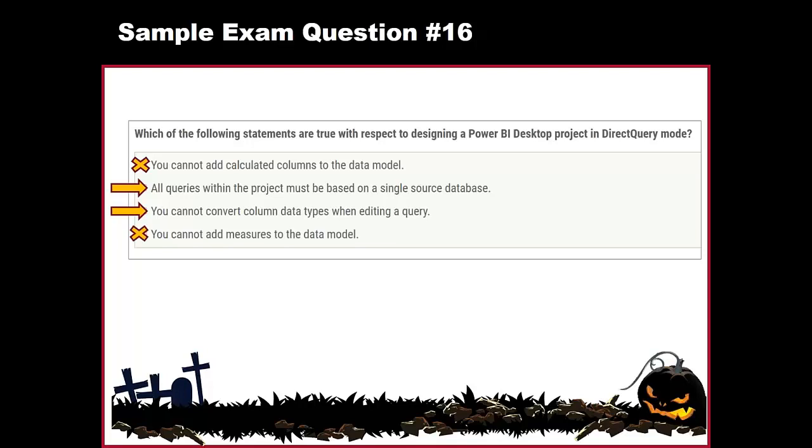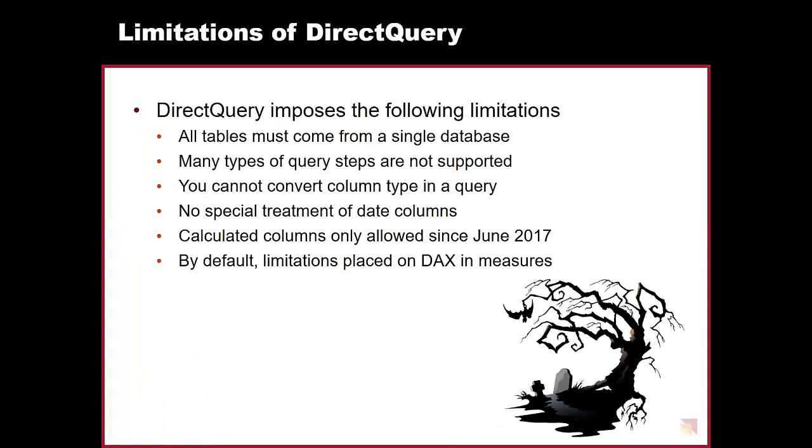That is false. Okay, so when it comes to DirectQuery mode, just remember that all tables have to come from a single database. Many types of query steps are not allowed, including the most important one, so you cannot convert a column type in a query when you're in DirectQuery mode. No special treatment of date columns, so they don't add an automatic hierarchy. Calculated columns used to be disallowed, but have been allowed since June of 2017. And then also, you'll find that certain types of DAX, whether you write them in calculated columns or measures, will be flagged and will produce an error.